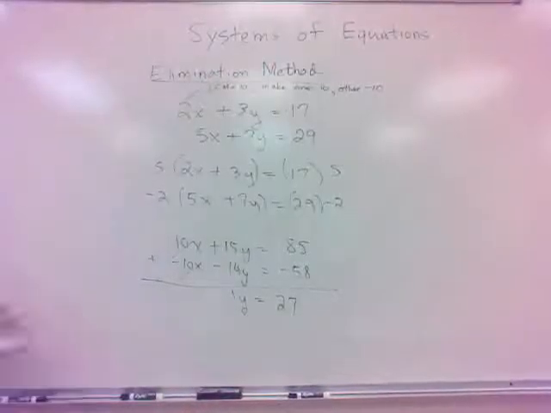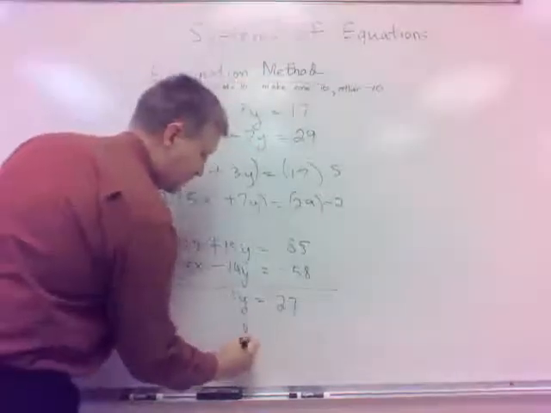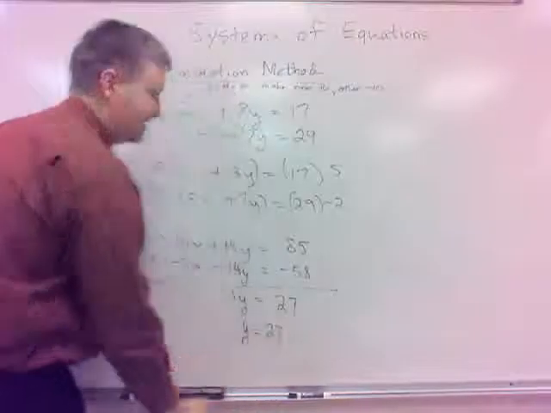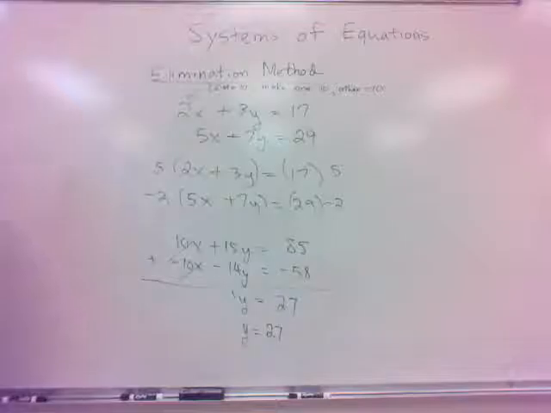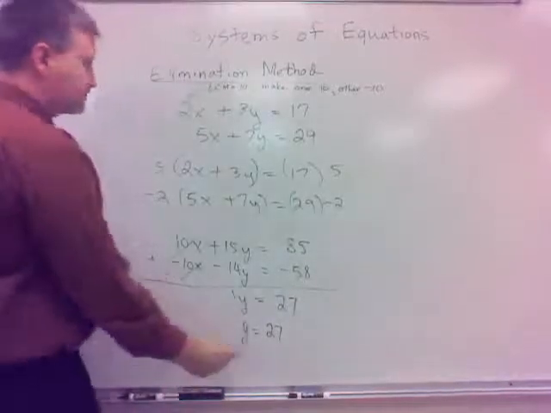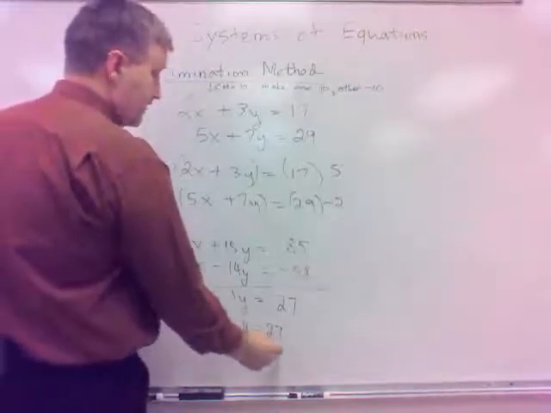And so that, there you go. 1y, don't even have to do anything. That's telling me my y value is 27. However, I'm not quite done because I need an x and a y. So I need to find the x. How do I do that?